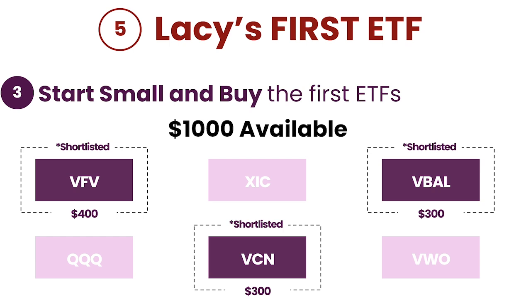Moving on to VBAL, this ETF aligns well with her cautious nature and preference for moderate risk. It offers a balanced mix of 60% stocks and 40% bonds, providing a good compromise between growth potential and stability. And lastly, VCN because it tracks the entire Canadian stock market, which is Lacey's local stock market, offering broad diversification within Canada.